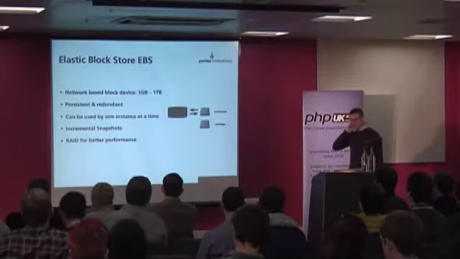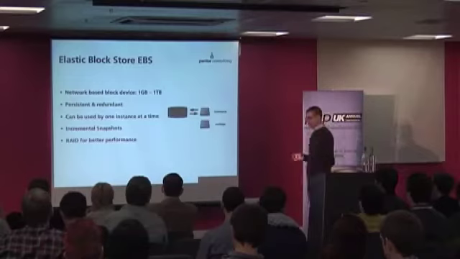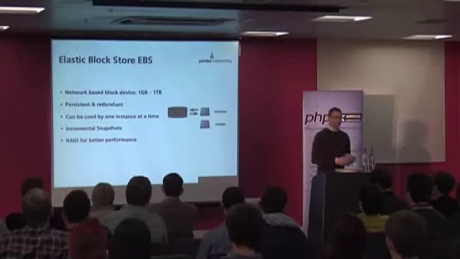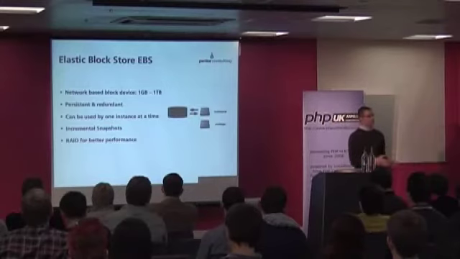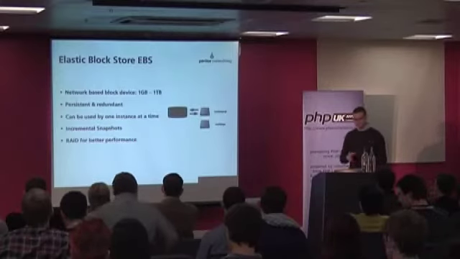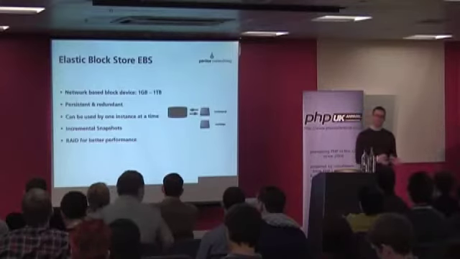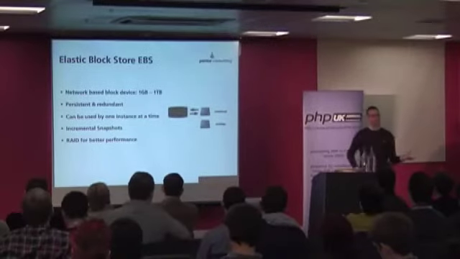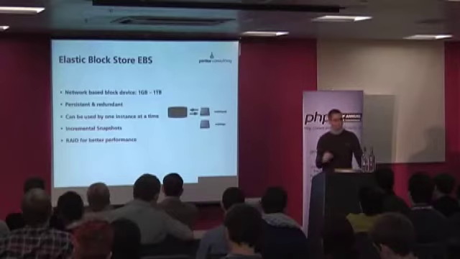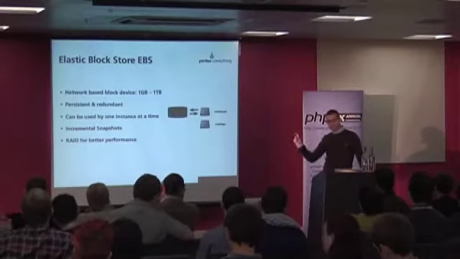So those are very similar to iSCSI, for example. You have a network block device that you can attach to a server, and this storage is permanent and redundant. So in our example of the MySQL server, you would say that my main database server has such a drive, and you store all the MySQL data on it. So you configure MySQL to store the data under /volume/data, for example, which is such an EBS drive.